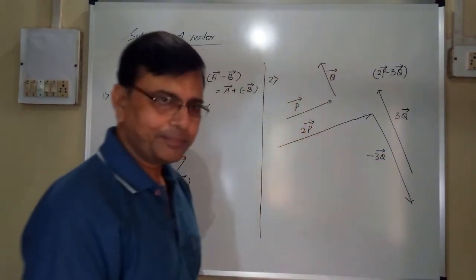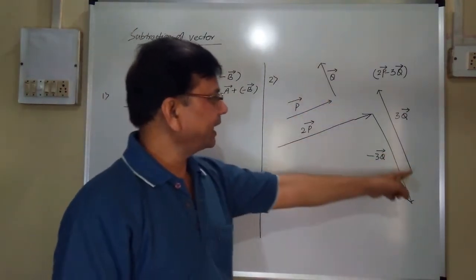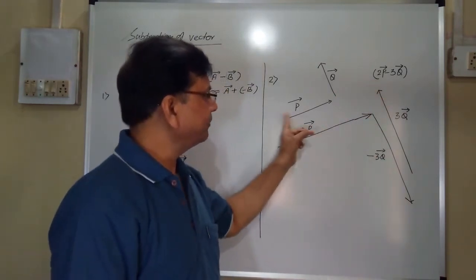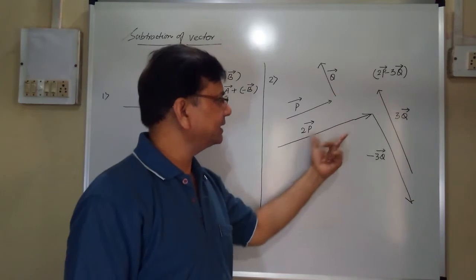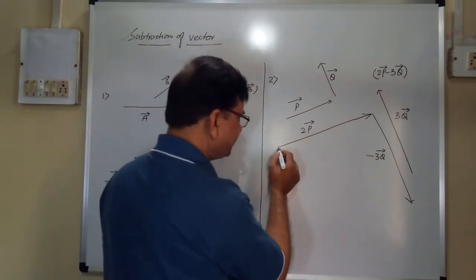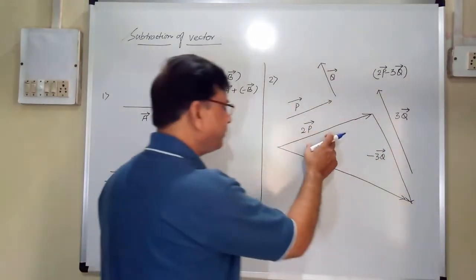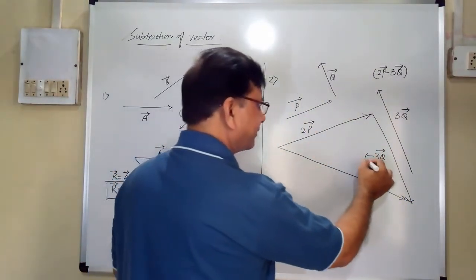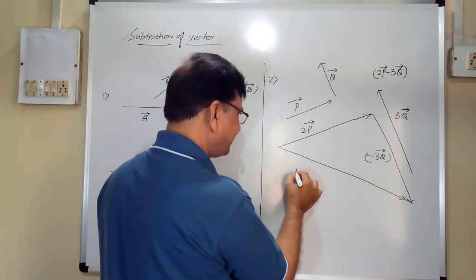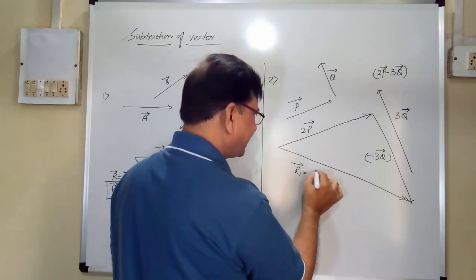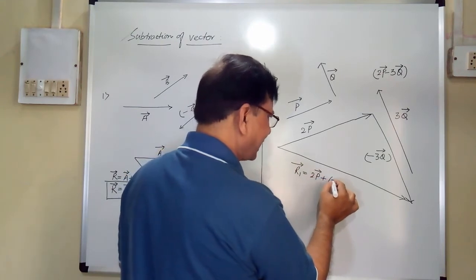Are you getting it? First Q was there, I made 3Q. Reverse the direction, minus 3Q. P was this, double the length, it is 2P. Now this vector joining the tail of this 2P to the head of the vector minus 3Q represents R1 vector. Suppose that will be 2P vector plus minus 3Q.